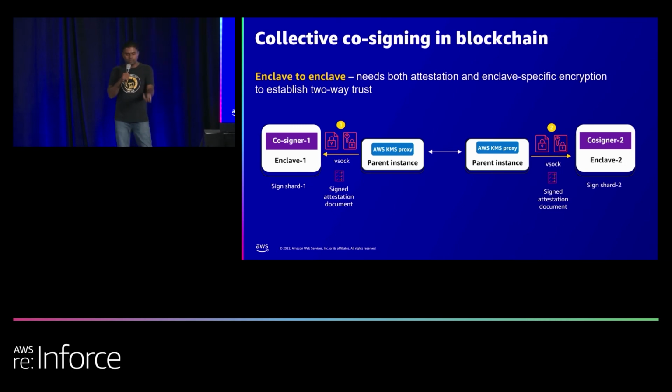So here is a quick depiction where, and this is especially true in blockchain, a multitude of co-signers will come together to sign a transaction, right? So for example, as you can see here, co-signer 1 is attesting itself to co-signer 2, and vice versa. So you have two co-signing nodes here which are aware of each other, which come together to sign a blockchain transaction, right? So this is a very, very good use case for a multi-enclave setup.